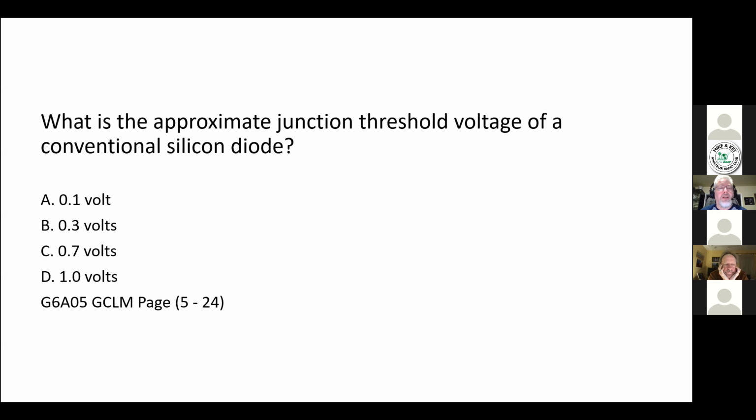What is the approximate junction threshold voltage of a conventional silicon diode? A, 0.1 volts, B, 0.3 volts, C, 0.7 volts, or D, 1.0 volts? Charlie, 0.7. Charlie is correct.